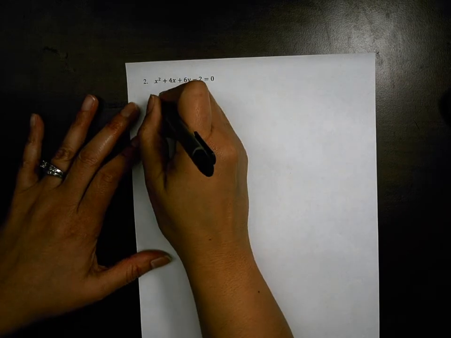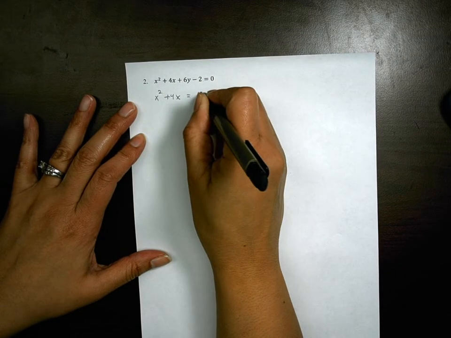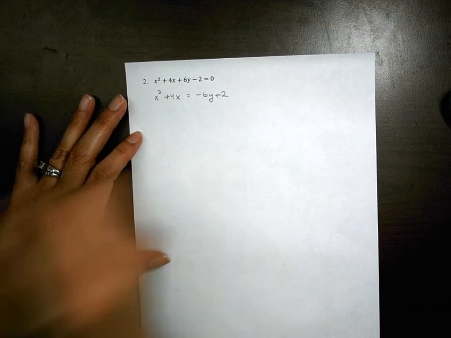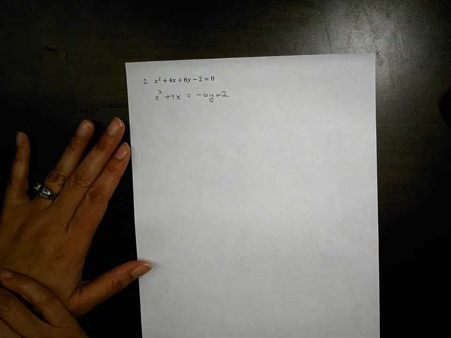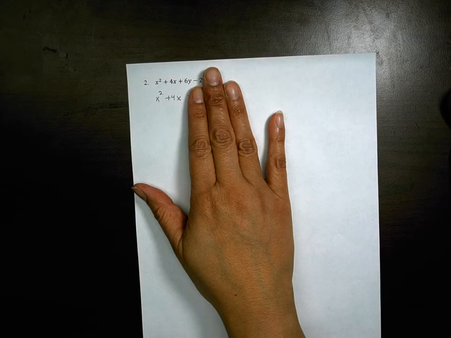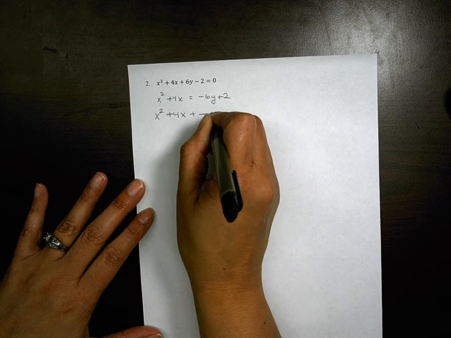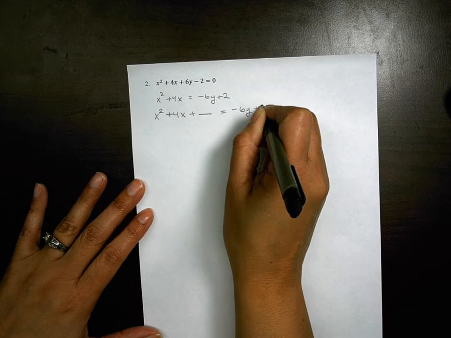This one only once. And so what I'm going to do is get the x squared and the 4x together and everything else to the other side. Okay. So x squared plus 4x equals negative 6y plus 2. And then I look here, does x squared have a leading coefficient that I need to factor out? No, that's good. That makes it a little bit easier. So I'm going to go straight to x squared plus 4x plus blank equals negative 6y plus 2 plus blank.